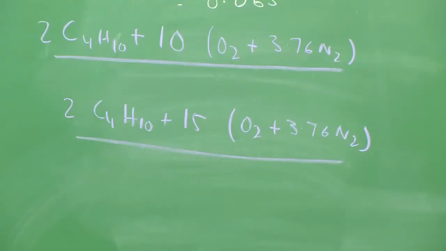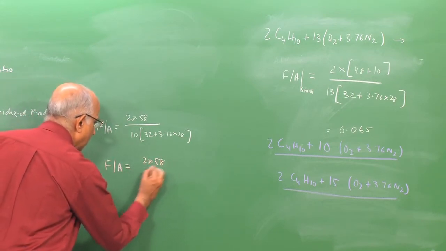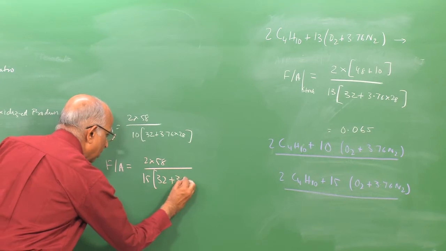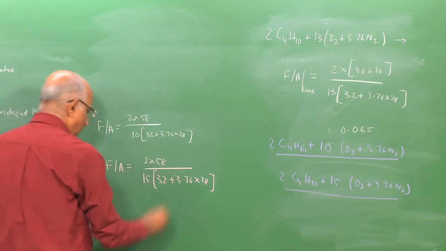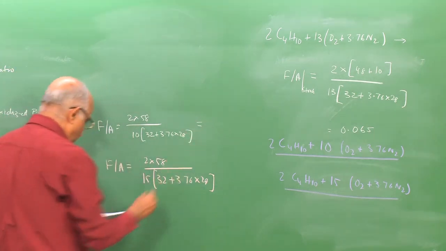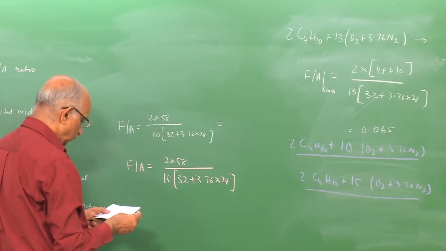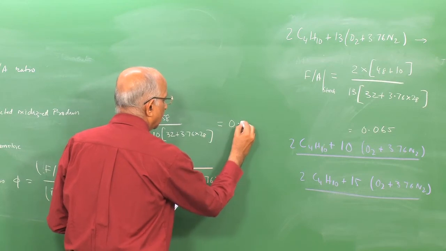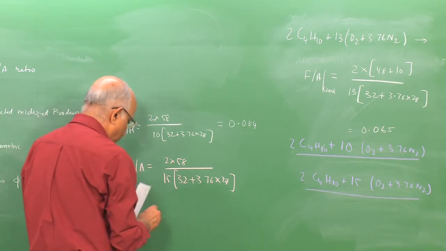In the second case, what is the value I get? I get the actual fuel air mixture equal to 2 into 58 divided by 15 into 32 plus 3.76 into 28, and if I calculate these values, the first comes out to be 0.084, and in the second case it comes out to be equal to 0.056.